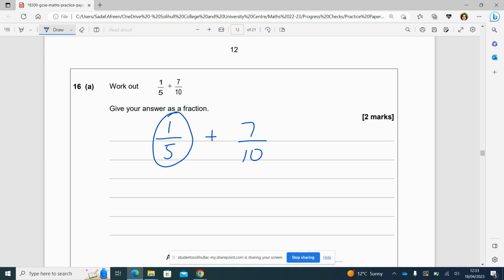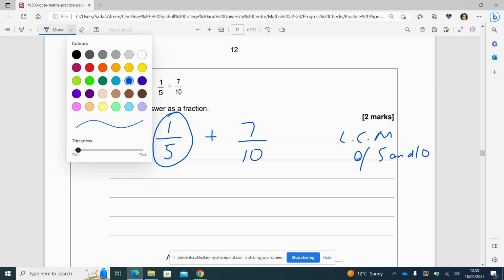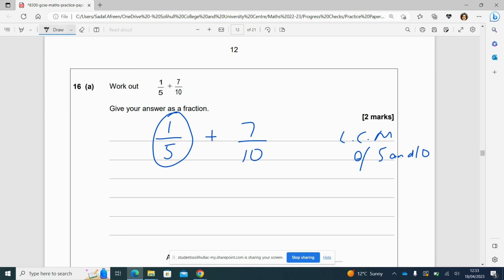Okay, so that means we need to think about the lowest common multiple of 5 and 10. So which number is common in both times tables? Okay, so we know that 10 is the lowest common multiple of 5 and 10, because 10 comes in the 10 times table and also in the 5 times table as well. So we need to make the bottom number of the first fraction 10. In order to do that, I have to multiply that by 2, and I need to do the same for the top number as well, and that gives you the equivalent fraction, which is 2/10.